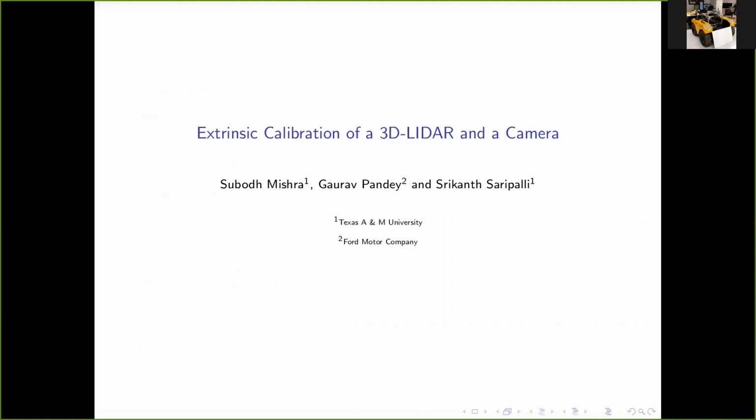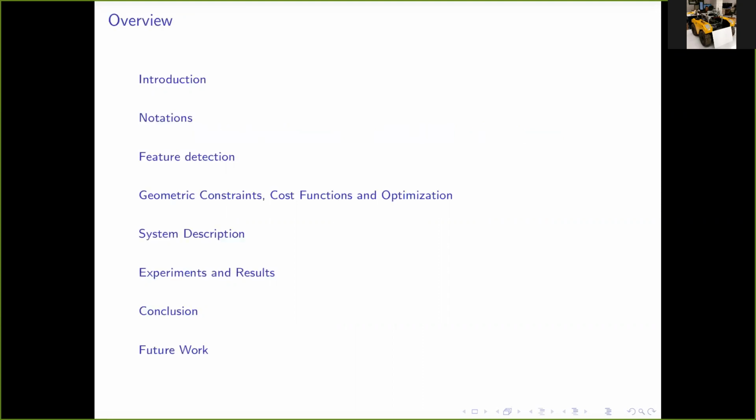Hi, my name is Subodh, and I'm going to present our paper titled Extrinsic Calibration of a 3D LiDAR and a Camera. Here is a brief overview of the presentation. First, I'm going to introduce our work and talk about our contributions.